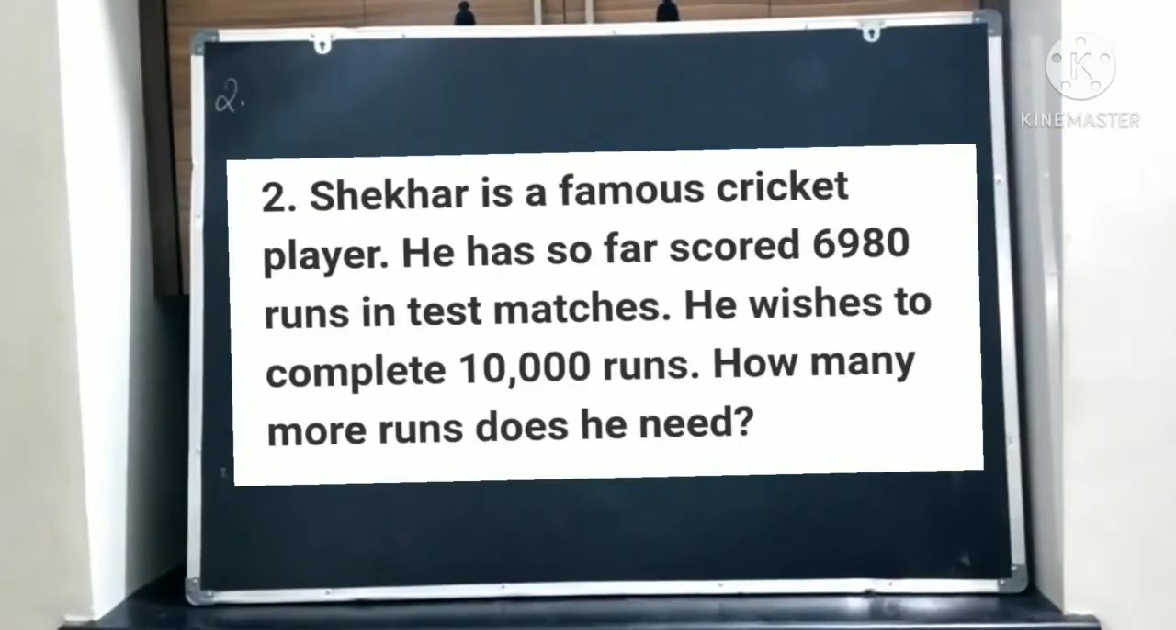What operation do you have to do here? That means how many more runs he needs. He wishes to get 10,000, but he scored only 6,000 something. So how many more runs does he need? That means subtraction. We need to do the operation subtraction. So what are the steps? What numbers are given? Two numbers, that is 10,000 and 6,980. So for that, what is the step?